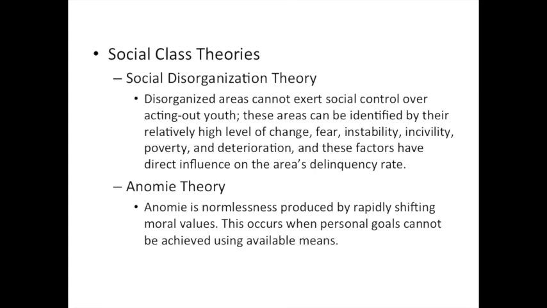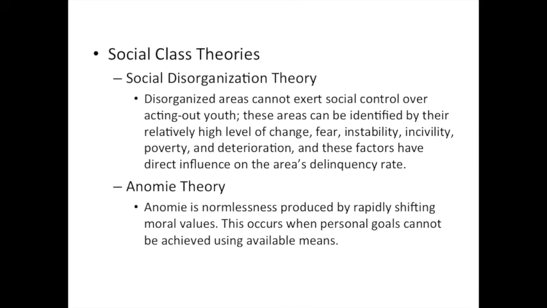And usually, you will see this in areas that are unstable, poor, dirty, chaotic. And this is usually present in the lower class. Okay? So, a child's becoming delinquent is caused by the area, the community that is disorganized. So, the child is not at fault here. Okay? Next theory is the anomie theory.